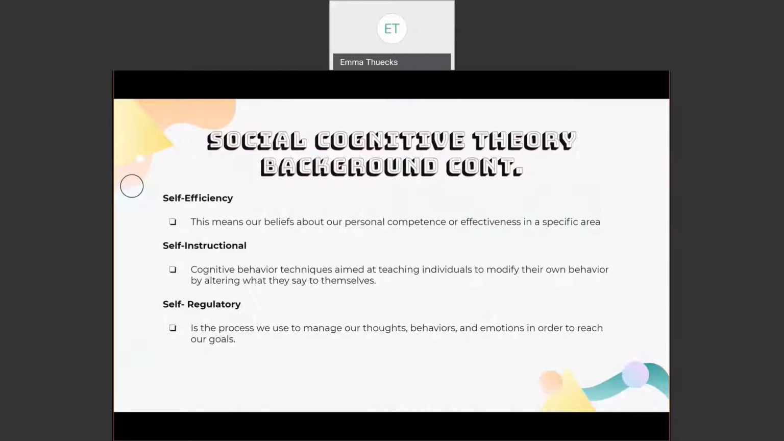Then there are self-regulatory methods. Self-regulation, from the same notes, is the process we use to manage our thoughts, behaviors, and emotions in order to reach our goals. This is just like the video with Adam Sandler teaching that little boy things. He realized he was teaching the boy things that were affecting him in school, so he changed what he taught him and taught him things that would help him, but still had fun.